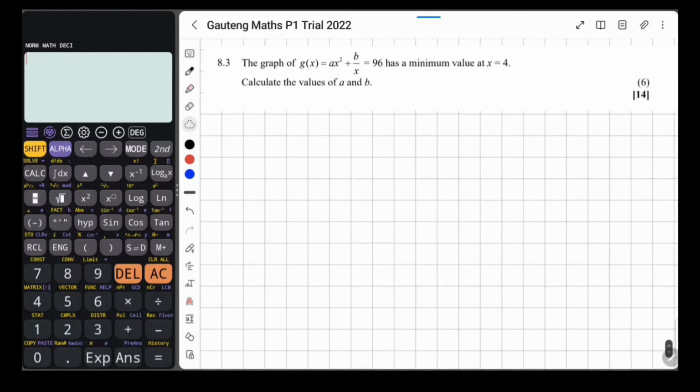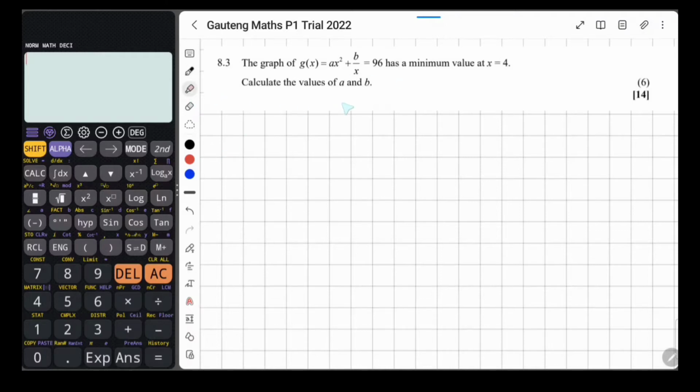Okay, so question 8.3, it says the graph of g of x is equal to ax squared plus b over x is equal to 96. Has a minimum value at x is equal to 4. And you have to calculate the values of a and b. Okay, so with this question, I feel like there is a problem with the way they wrote this, because they're saying g of x is equal to ax squared plus b over x. Then they're saying it's equal to 96.